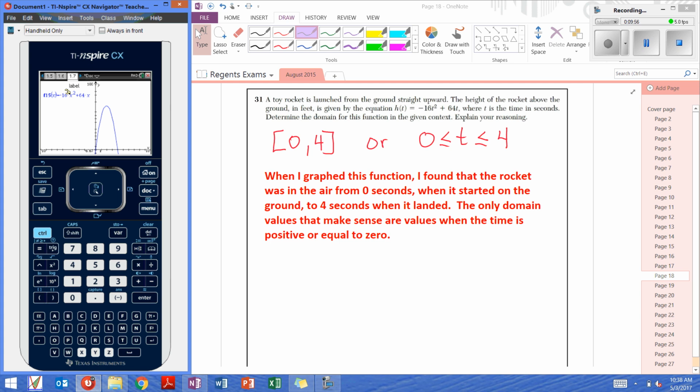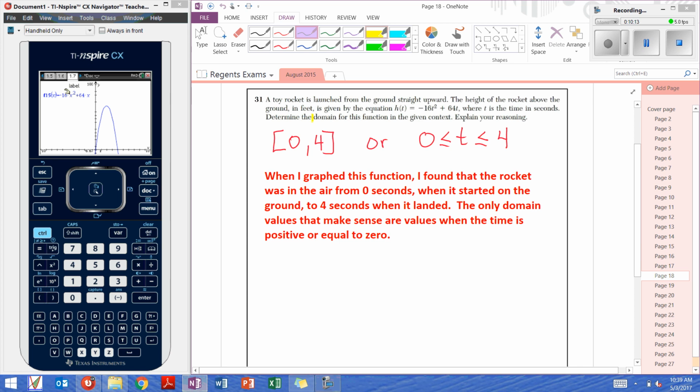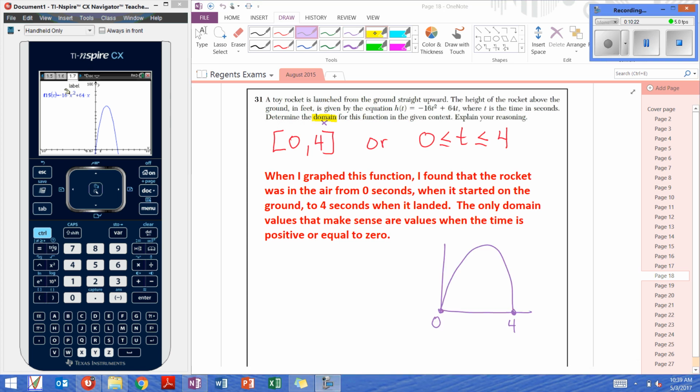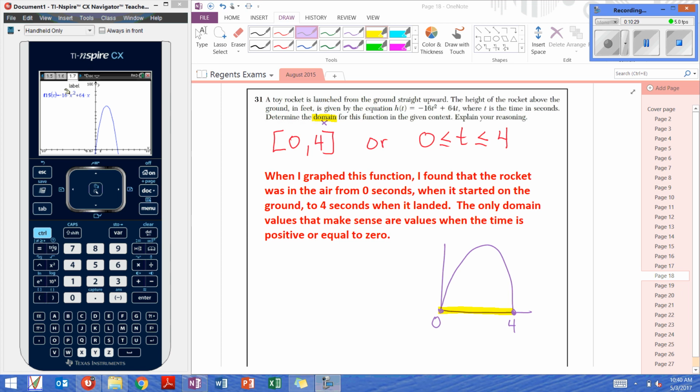So the domain would be from 0 to 4. Make sure you use closed brackets, or you could write it in inequality notation saying that 0 is less than or equal to t is less than or equal to 4. And again, I should also point out the domain, we should know, is our x value, so we're only looking at the x-axis. Since I can't highlight on my graph on the calculator, I just sketched a graph from 0 to 4 for the domain.